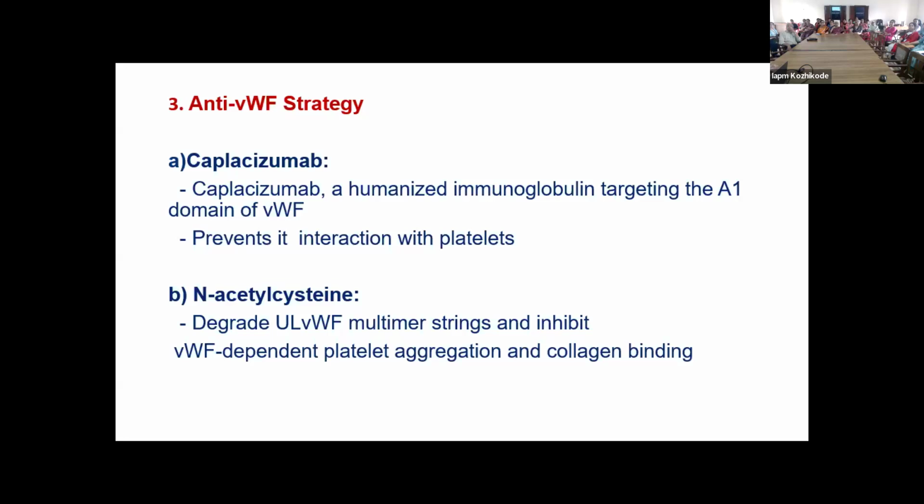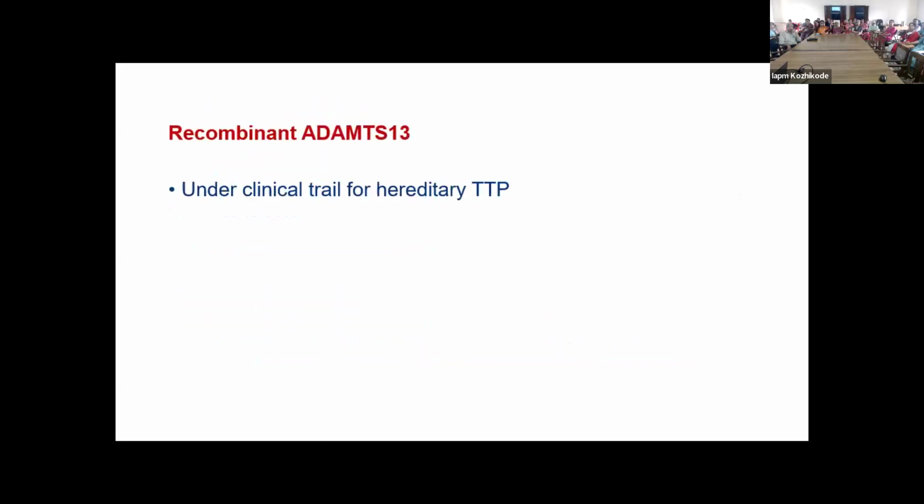Next is anti-von Willebrand factor therapy. This includes caplacizumab and N-acetylcysteine. Caplacizumab is a humanized immunoglobulin targeting the A1 domain of von Willebrand factor. This will prevent the interaction with platelets. N-acetylcysteine will degrade the ultra-large von Willebrand factor multimers and inhibit von Willebrand factor dependent platelet aggregation. A newer drug is recombinant ADAMTS13, which is under phase 3 clinical trial and can be used for hereditary TTP.